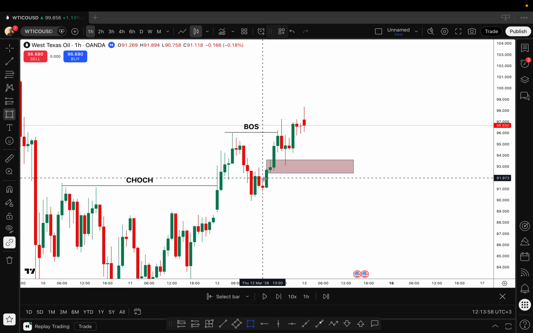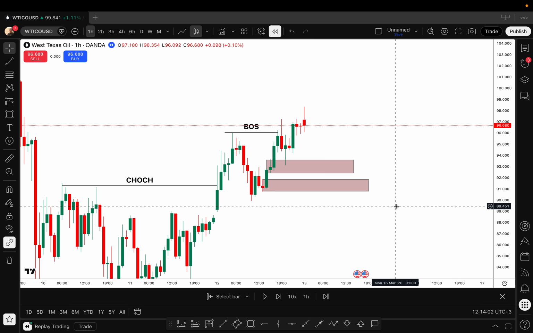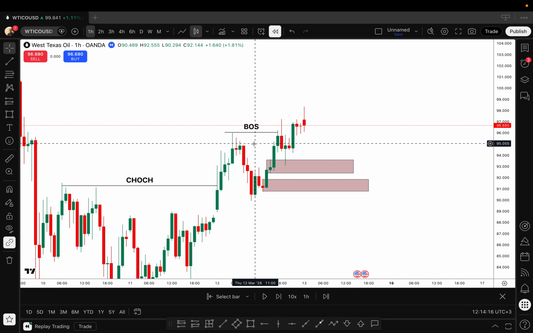Remember, I've always told you in all my videos, whenever I have 2 zones, we always consider the upper zone. If it doesn't work out, that's when we go to the second zone, but always consider the upper zone. I know there are some strategies that say you consider the last zone because of liquidity, but I don't trade that. We always consider the first zone.